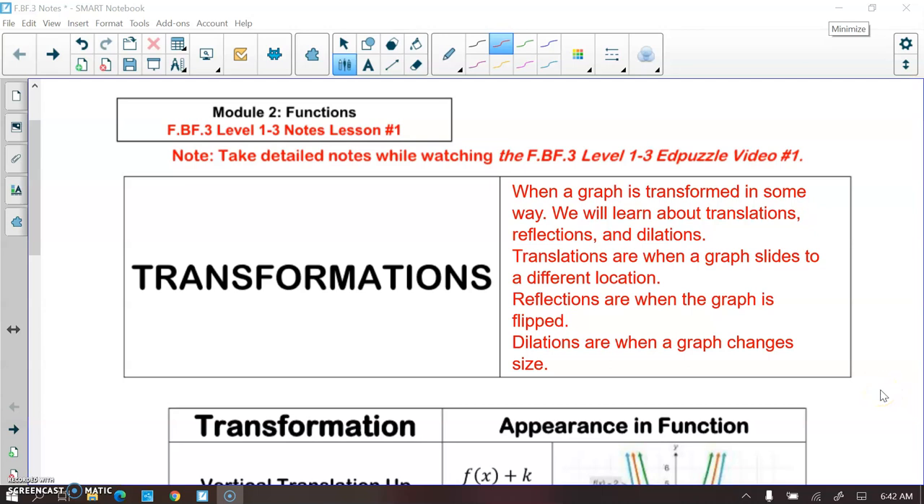Hi everyone, we're going to be learning about transformations. Transformations are when we take a graph and we just transform it in some way. There are three types of transformations that we will be learning: translations, reflections, and dilations.